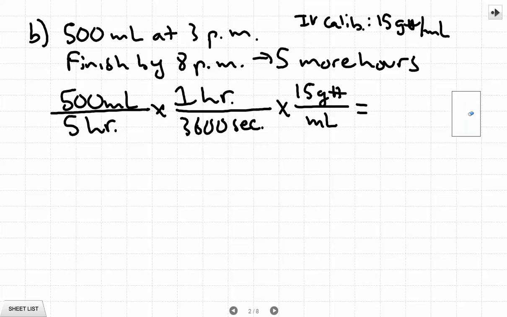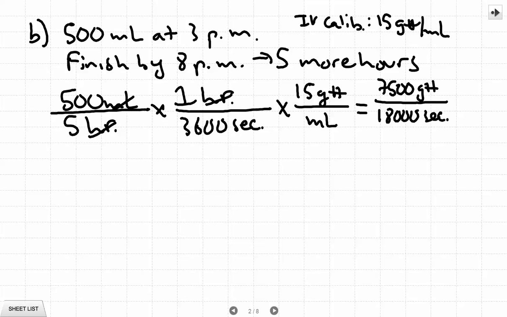Now, let me erase that. And let's do this per seconds. So when you multiply this out to determine the unit drip rate, you have 500 times 15, so this is 7,500 GTTs. And in the denominator, you have 5 times 3,600, which is 18,000 seconds, right? Because everything else gets canceled. Hours gets canceled. Milliliters gets canceled. You have 7,500 GTTs in 18,000 seconds.